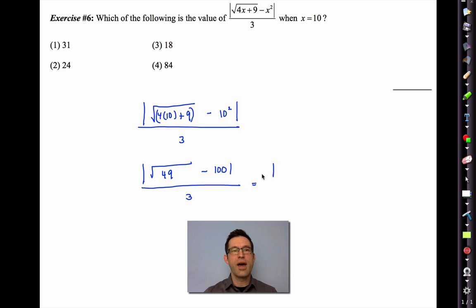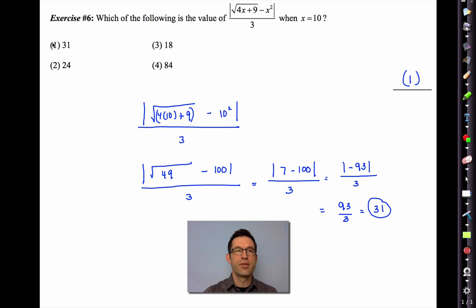Okay. After that, I can then take the square root of 49. And what I'll find is 7 minus 100, all divided by 3. Now it gets a little tricky. Now I've got to do what's inside of that parentheses. That's going to be negative 93 divided by 3. But now the absolute value of negative 93 is a positive 93 divided by 3. And that ends up being choice 1, right? Choice 1. Fill in the dot. All right. So let's clear out this text. Pause the video now.